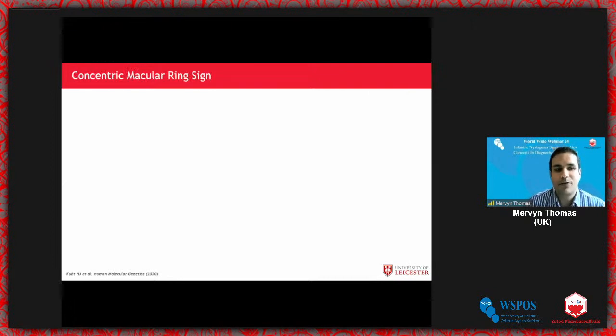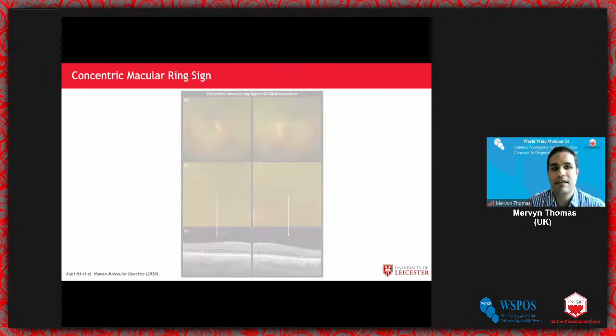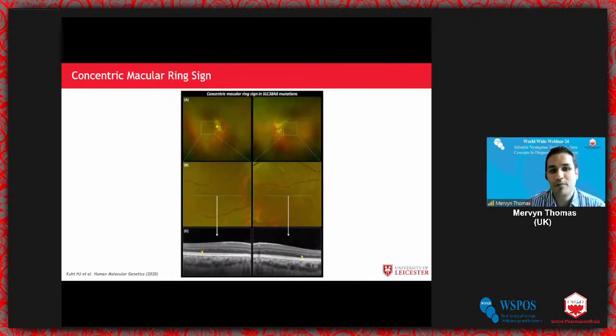One other aspect that we explored is using Optos, which again is quite good because you can do it in undilated kids. This is just some Optos images from a patient who had SLC38A mutations, which was obtained by Dr. Jinu Han, one of our collaborators.